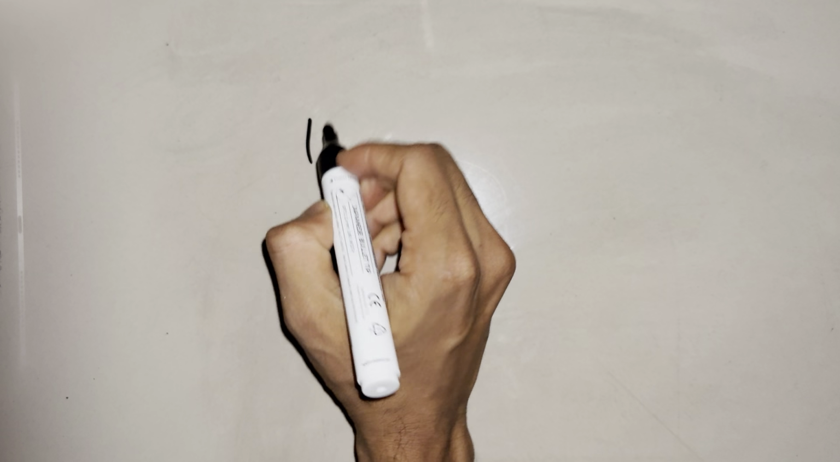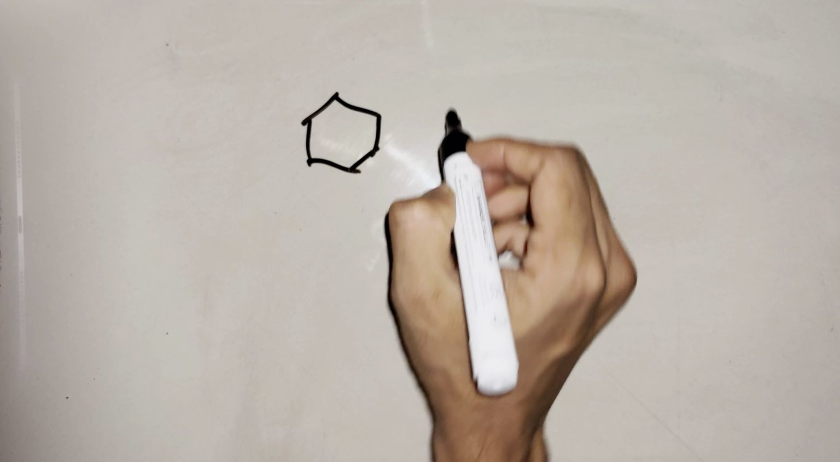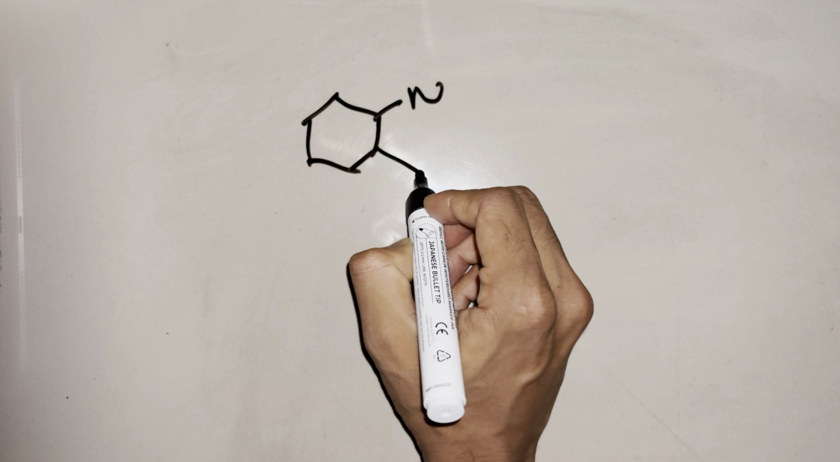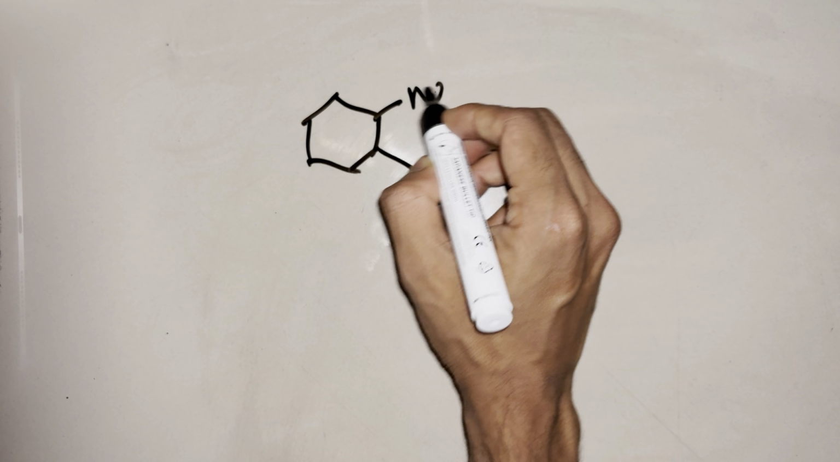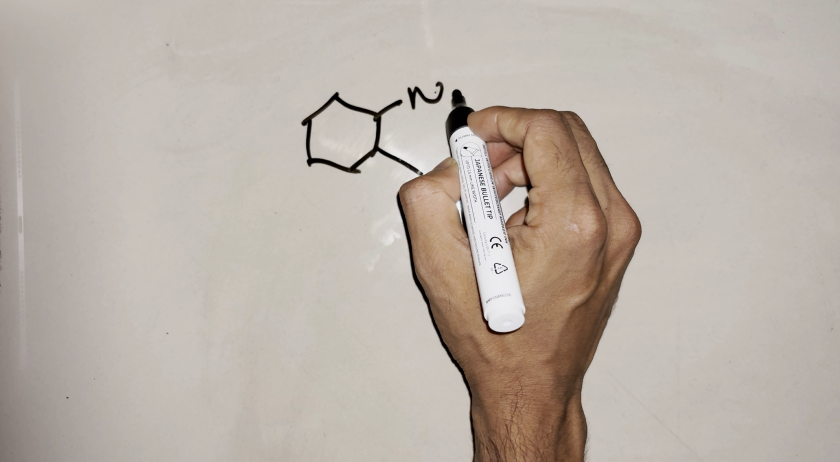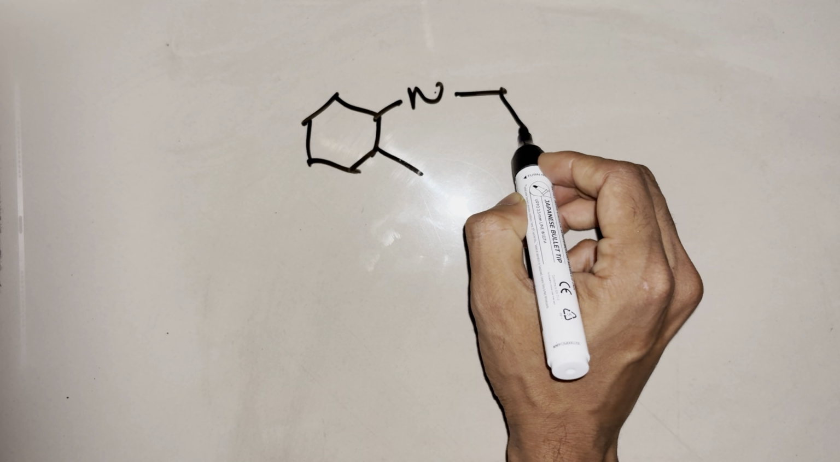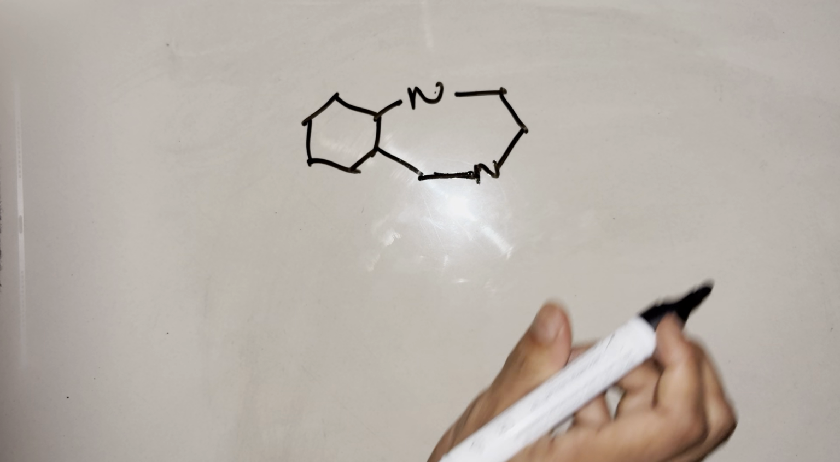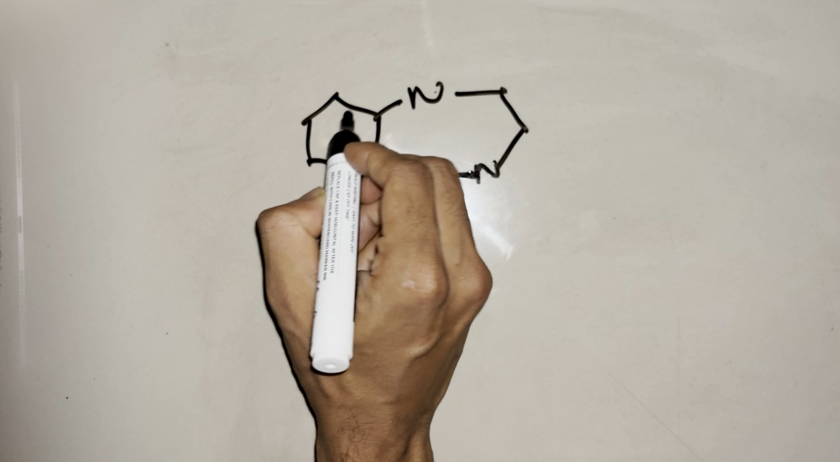Now we will see the structure of benzodiazepines. In this, one benzene ring will be there. Along with that benzene ring, you will see the presence of nitrogen, and along with that a 7-membered ring, 1 2 3 4 5 6 7. So this is the structure of benzodiazepine, and this is the benzene ring.